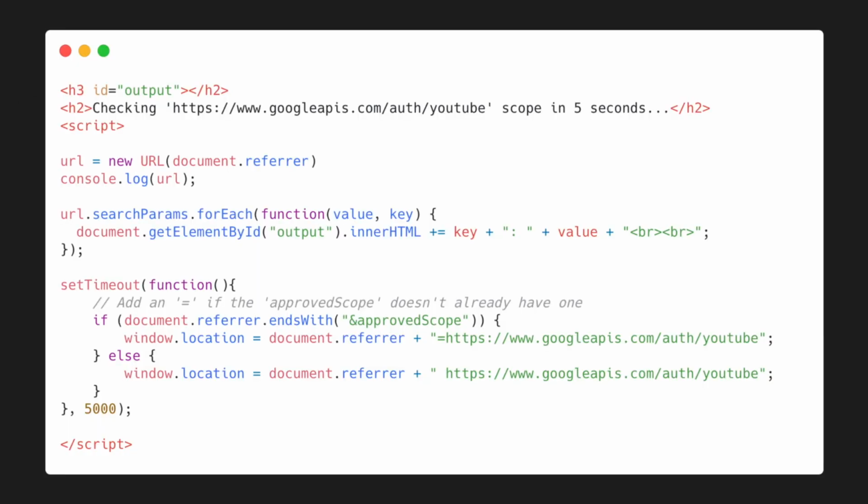Here is how the proof of concept script looked like. It first parsed the URL from the referrer header, printed the contents to the page because it looked cool for the video, and after waiting 5 seconds it also added the YouTube scope to the approved scope parameter and redirected the victim back into the login flow, where the YouTube scope was now checked.